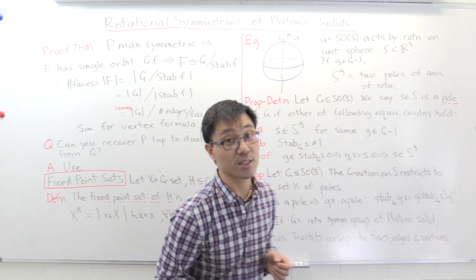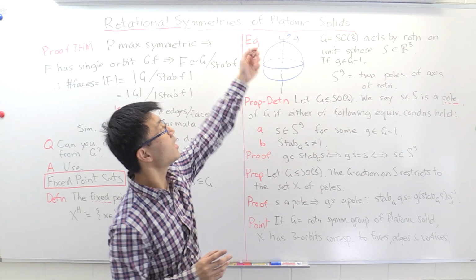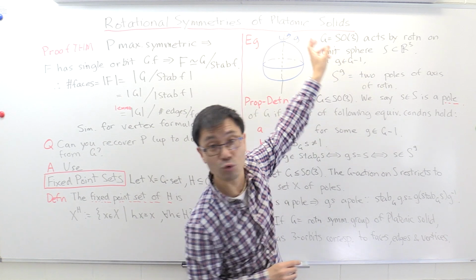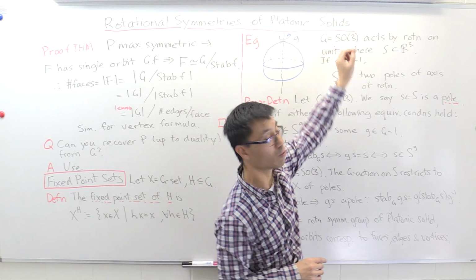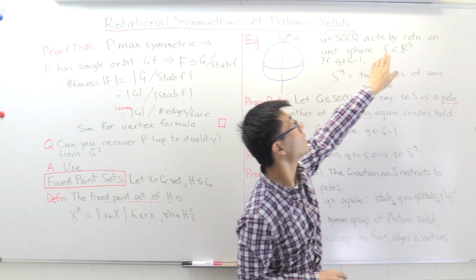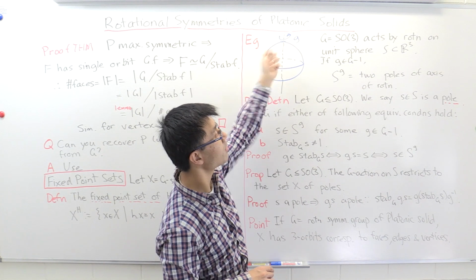So let's look at a simple example, and one that's going to be very relevant when we try to study Platonic solids. Here we're looking at rotations. Let's look at the full group of rotations, G equals SO3, and we'll let it act. Of course, it acts on all of R3, and in particular on the unit sphere inside there. So we'll act on the unit sphere.